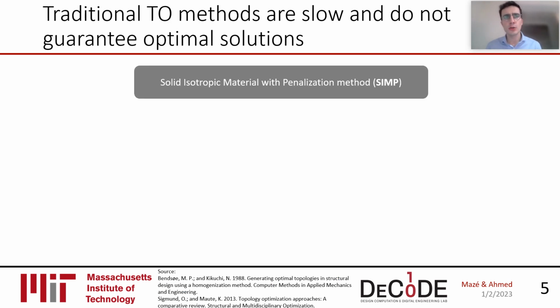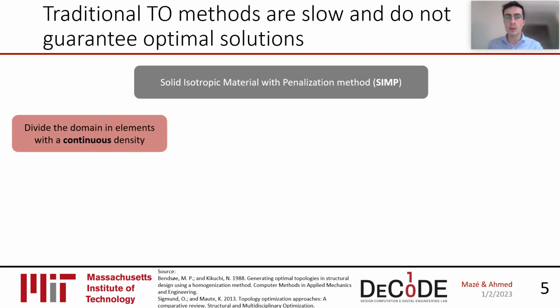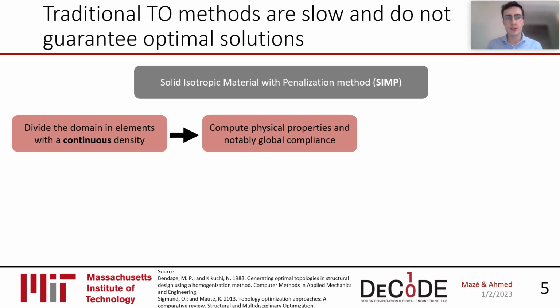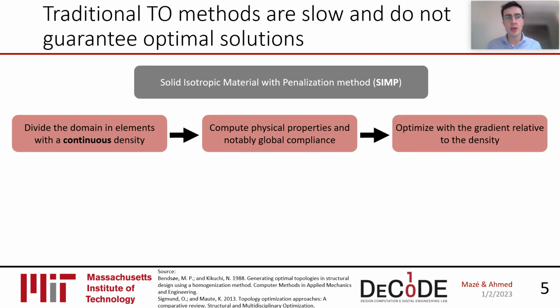So, what are the usual methods to solve topology optimization? The most widely used method is called SIMP, for solid isotropic material with penalization. The idea is to start by dividing the domain into elements and assigning a continuous density to every element of the mesh. This density ranges from 0 for void to 1 for fully filled material. Then the physical properties are computed, and notably global compliance. Eventually, the density map can be optimized by computing the gradient of compliance with respect to the density.